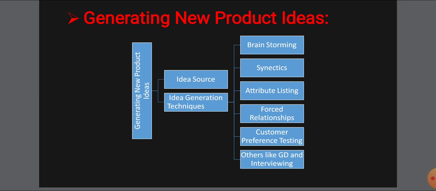Then, for generating new product ideas, different idea generating techniques are used. We will see them one by one; I have sorted five to six techniques here. The first technique is brainstorming. The brainstorming technique was invented by Alex Osborn.